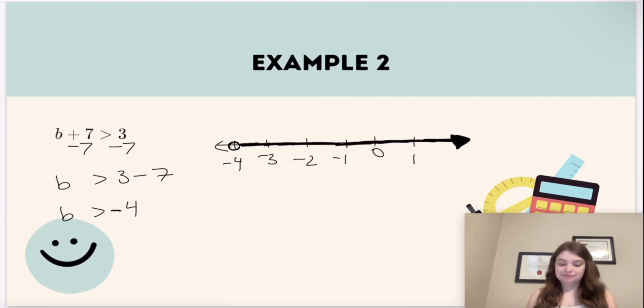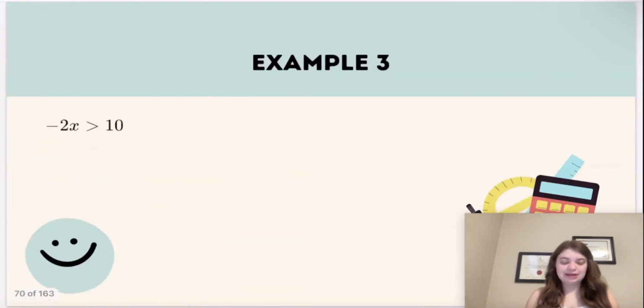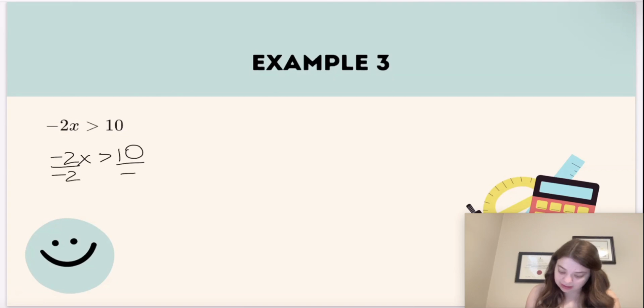All right. Then we'll do example 3. Negative 2x is greater than 10. So for this one, I'm actually going to rewrite this, and then I'm going to divide both sides by negative 2. Now, when I divide both sides by negative 2, I need to flip the inequality sign. So that greater than sign now becomes a less than sign because we divided both sides by a negative number. In this case, it was negative 2.